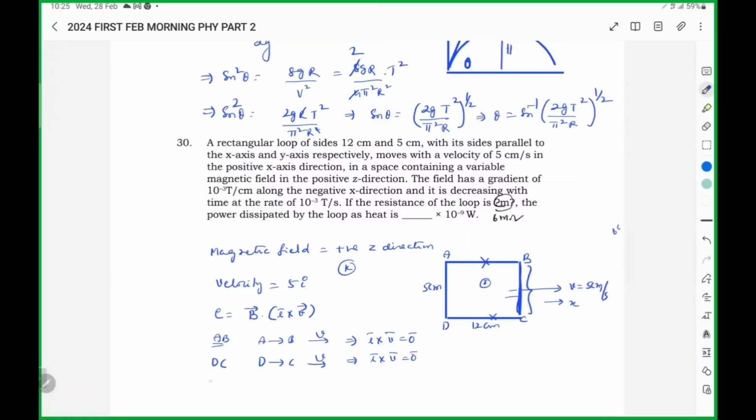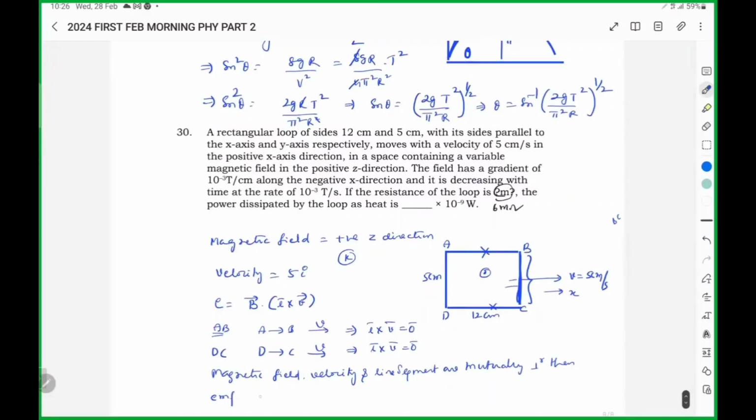Now, if magnetic field, velocity and line segment are mutually perpendicular, then EMF is induced across the conductor. Problem is related to motional EMF.